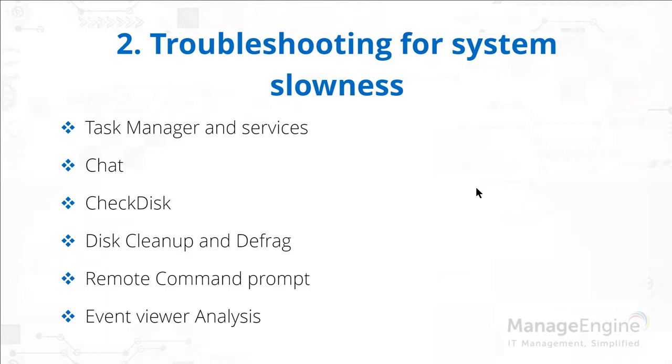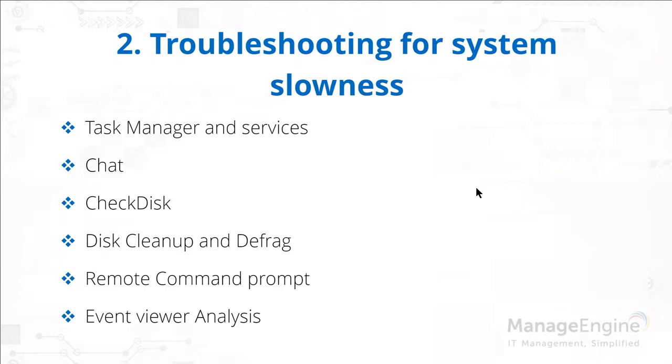So tasks like you can access the real-time task manager to see what are the process and services running. You can leverage the built-in chat tool, perform the hard drive performance tasks like check disk, disk cleanup, defrag. You can also have access to remote command prompt. At the same time, you can also go through the event log analysis file. So these are a couple of tools which he's going to use to troubleshoot the system slowness issue.